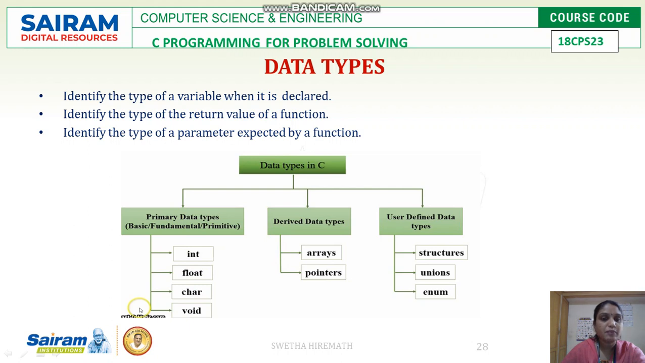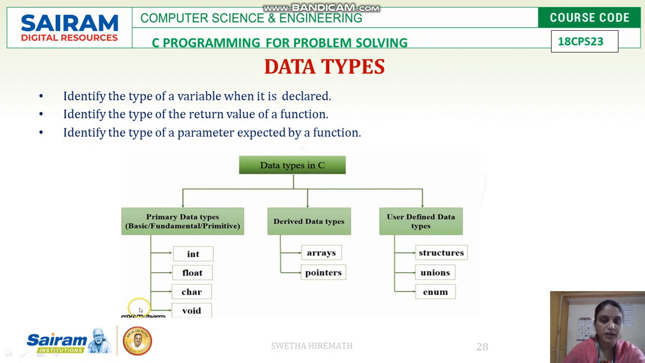Then identify the type of parameters expected by a function. If we are going to write a function, then what are the parameters it requires? That parameter should be of what data type. So everything can be specified with the help of these data types. So we have different data types in C.